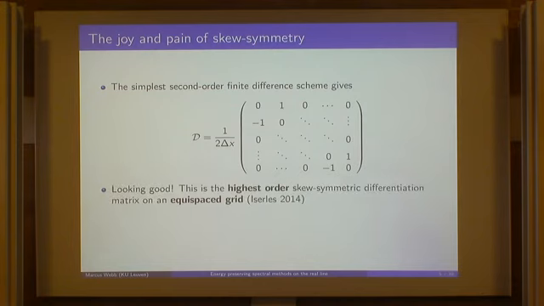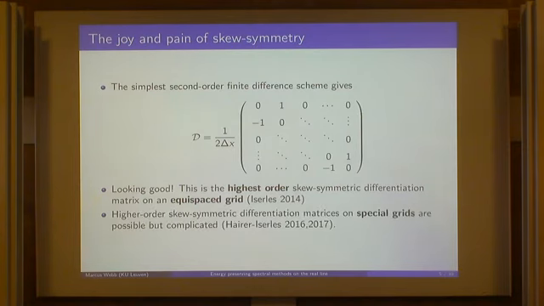Looking good. However, one of the interesting results of our ESL was that this is actually the highest order skew symmetric differentiation matrix you can make for a finite difference method on an equal space grid. So, if you want to get higher than second order, you have to get away from equal space grids. And with some joint work with Ernst Heyer, they showed that you can use special grids, but it gets quite complicated. And this is the joy and the pain of skew symmetry, as Arya put it.